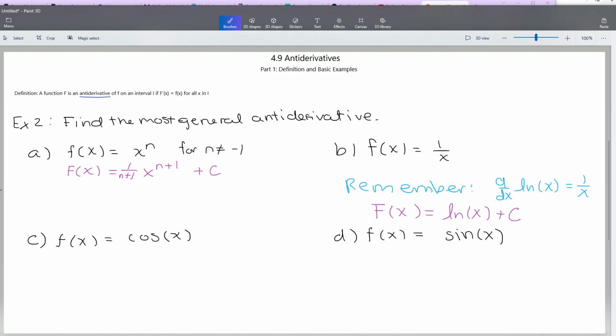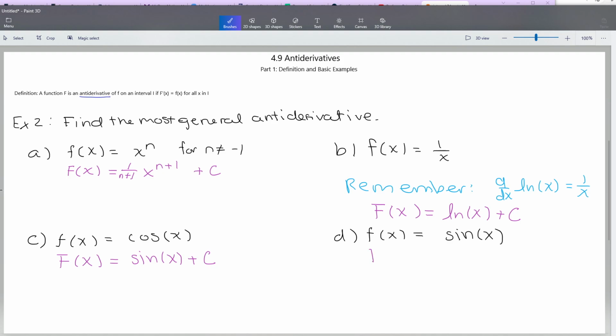Okay, so we're looking at the trig functions here. So we know that cosine is the derivative of sine, right? So the antiderivative is going to be sine x, right? And then the most general antiderivative says, and any constant. Okay, they will all have the same derivative, right? So the derivative of sine is cosine, the derivative of the constant is 0.